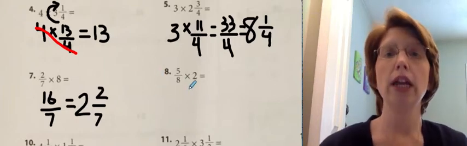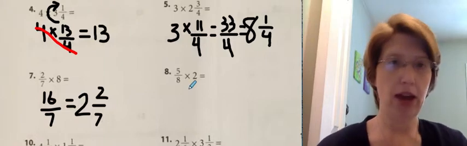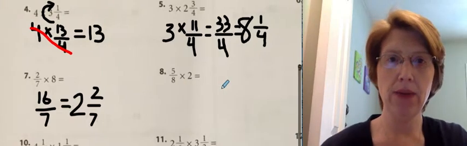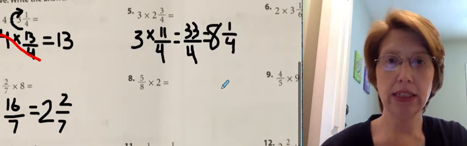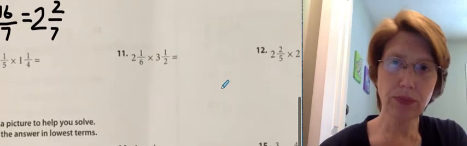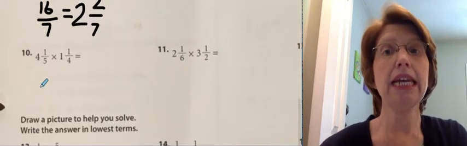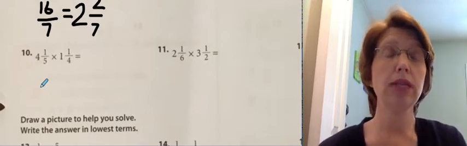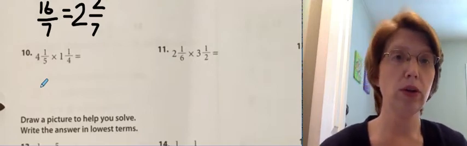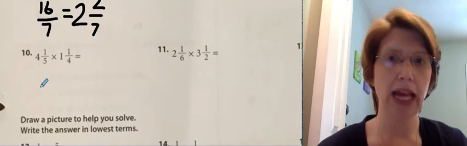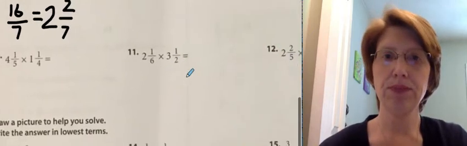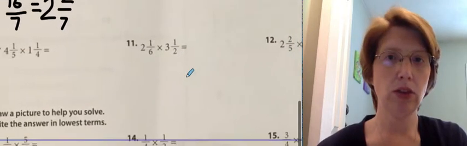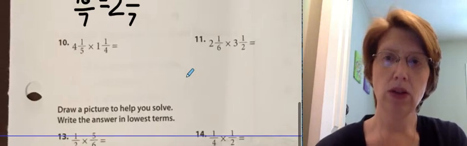They're just wanting you to recognize that it doesn't matter which side they put it on. Okay? 9 is the same way. Then let's look at 10. 10, you have two mixed numbers. Change them both to improper fractions and then multiply. Same thing with 11. Same thing with 12. Okay? So we'll do 10 together.